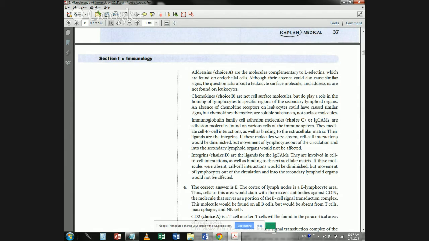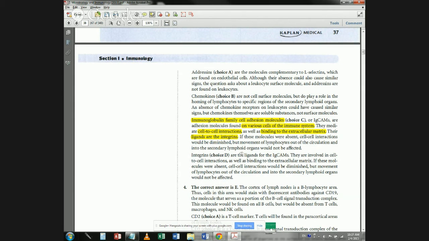You see that? The adhesion molecules found on various cells. They mediate. Okay, so immunoglobulin cell adhesion molecules are adhesion molecules found on various cells of the immune system. They mediate cell-to-cell interactions as well as binding to the ECM. Their ligands are integrins. If these molecules were absent, cell-to-cell interaction would be diminished, but movement of lymphocytes out of circulation and into the secondary lymphoid organs would not be affected.